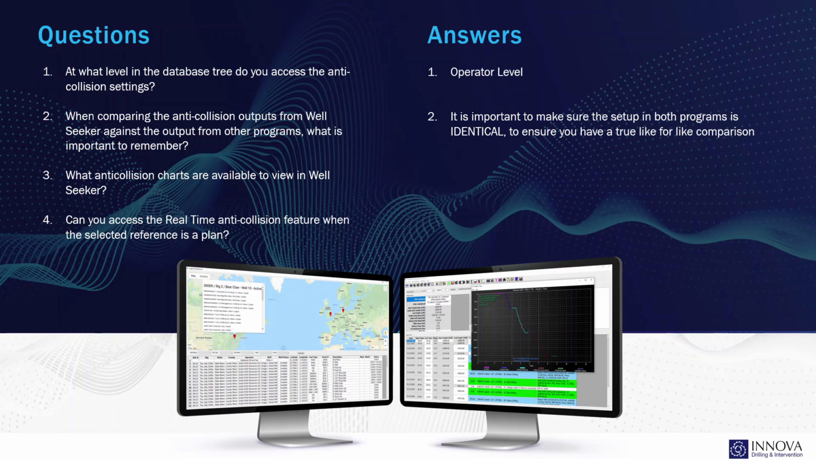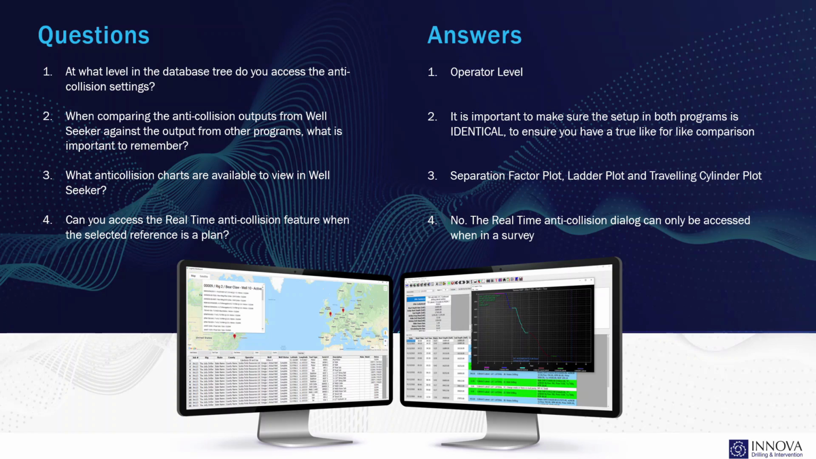Question number 3. What anti-collision charts are available to view in WellSeeker? We have the separation factor plot, the ladder plot, and the travelling cylinder plot. Question number 4. Can you access the real-time anti-collision feature when the selected reference is a plan? No. The real-time anti-collision dialog can only be accessed when in a survey. If you're in a plan, it will be greyed out and will not be able to be selected.